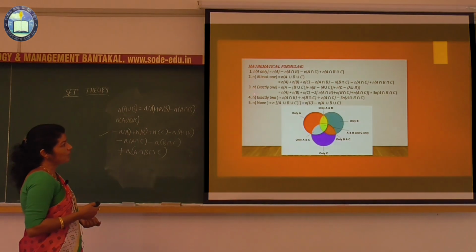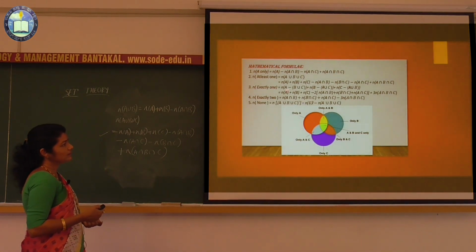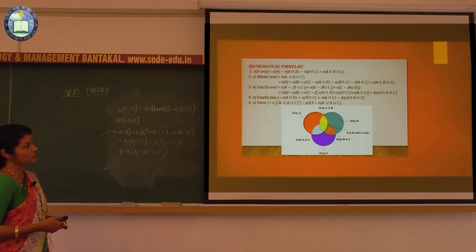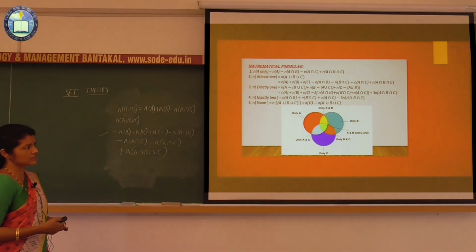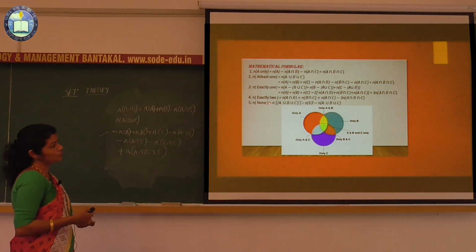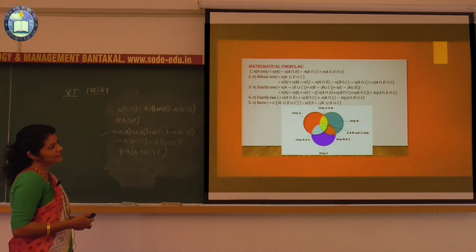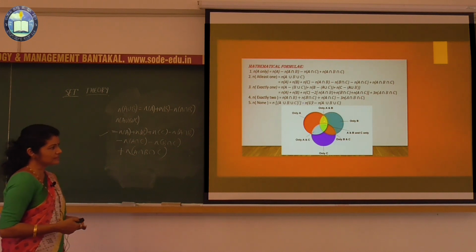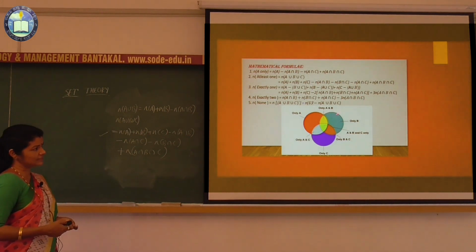Consider third one, N of exactly 1. The formula is N of A minus B union C plus N of B minus A union C plus N of C minus A union B. Or you can use this also. Fourth one, N of exactly 2. N of A intersection B plus N of B intersection C plus N of A intersection C minus 3 times N of A intersection B intersection C. Means this region, green region, you have to delete 3 times.